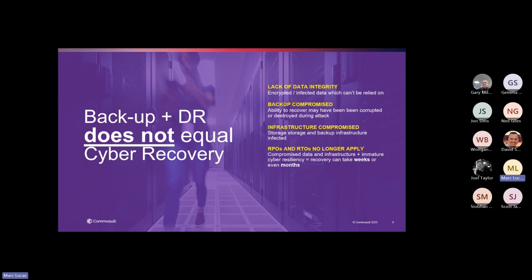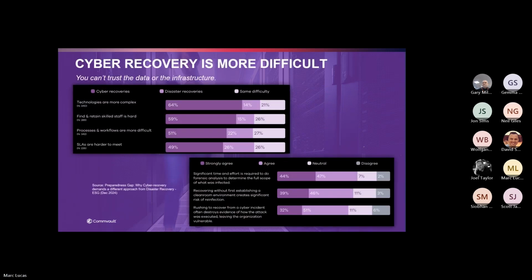We're not saying that they need to be thrown away, because backup and DR will continue to be essential for the non-cyber security, cyber attack related types of incidents that take place. But they need to think about backup, DR, and also cyber recovery. And why is cyber recovery such a challenge? It's because there's a lot more complexity involved.